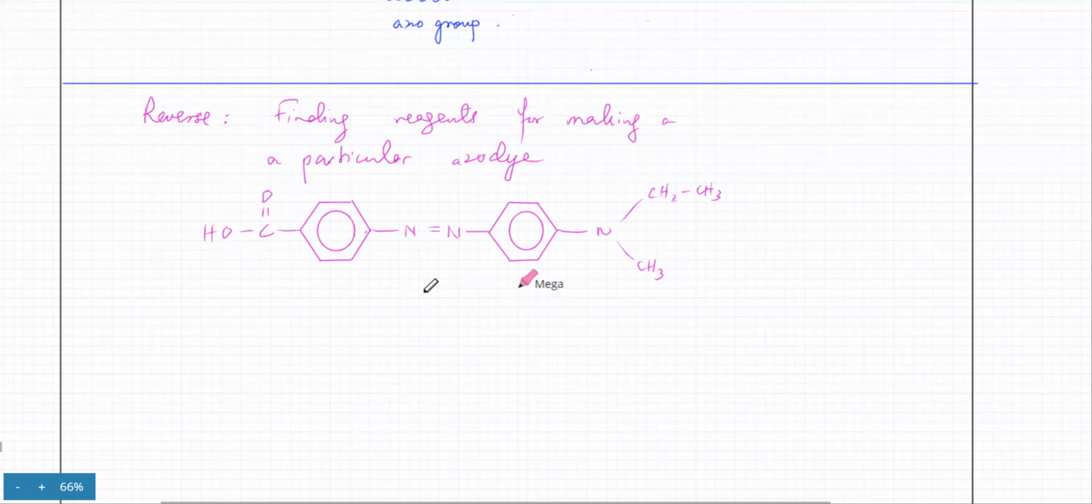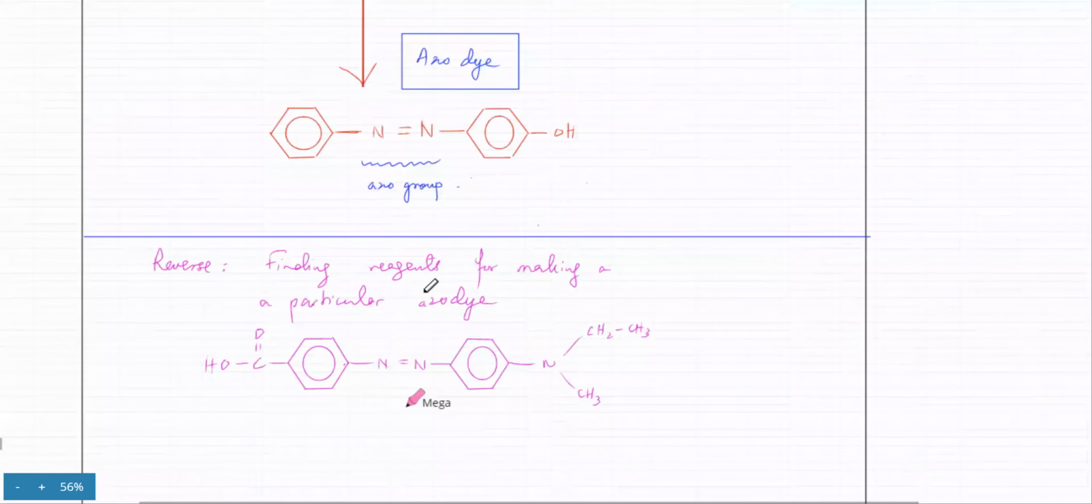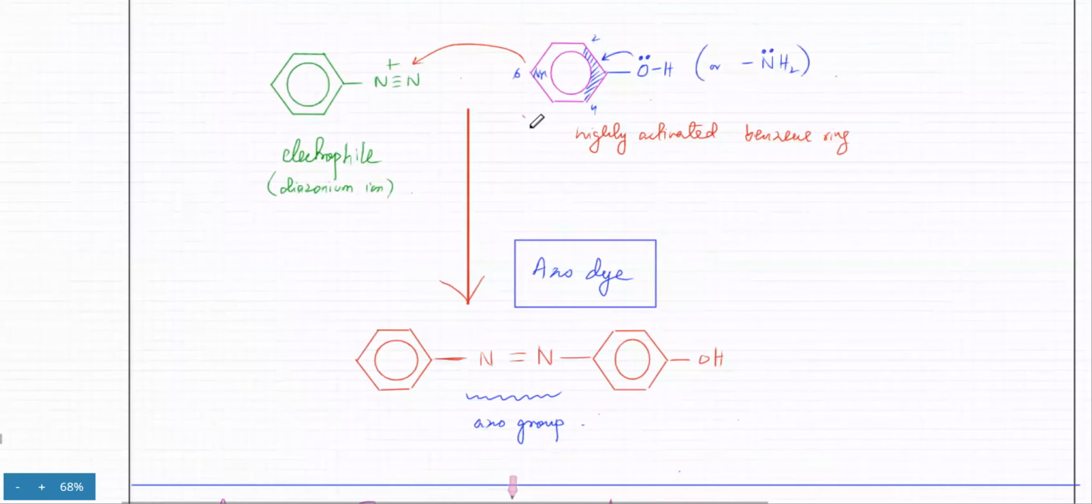Now what's the issue? This is the basic structure. How do you figure out what the reagents are? If you look carefully, this is what the problem is. There's going to be a highly activated benzene. Let's underline that. So there's going to be one benzene that's highly activated. The other one should preferably not be activated.